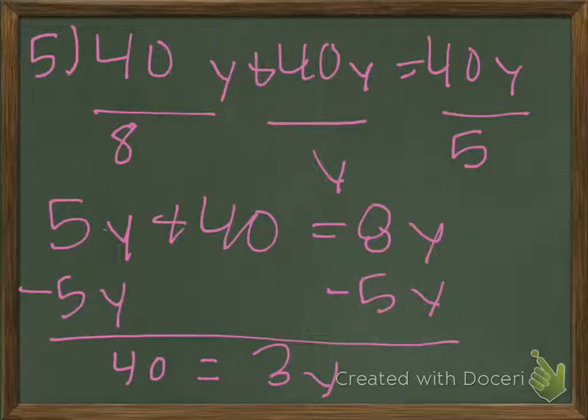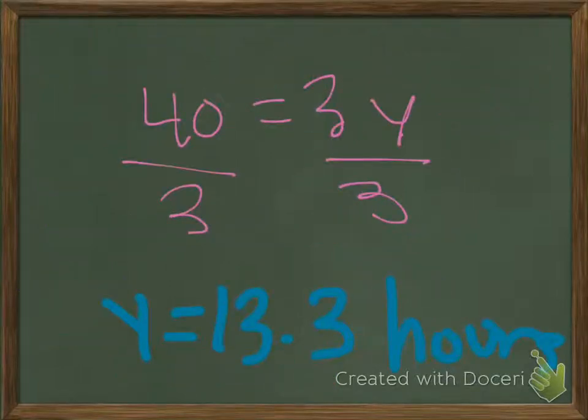So here, you take the 8 hours and put it into 40 3 times. Then you divide the first 40 by 8, the second 40 by y, and the second 40 divided by 5, to when you should get this, the y's cancel out, and you drop down there to where you would get 5y plus 40 equals 8y. You would minus 5y from both sides, so you get 40 equals 3y. Then you divide by 3, and the total number of hours would be 13.3 hours.